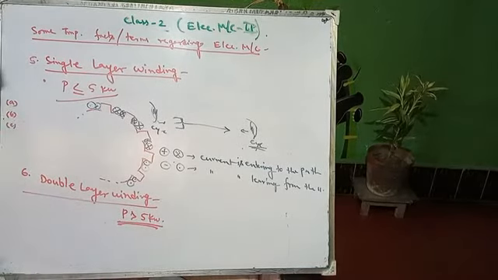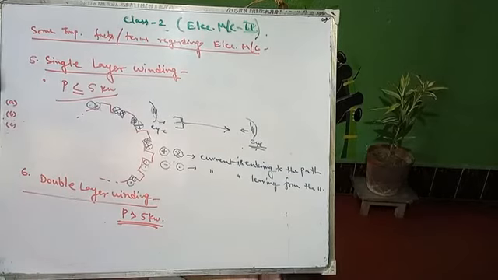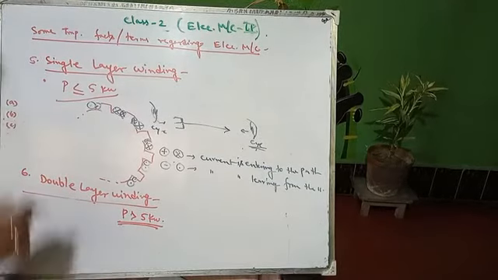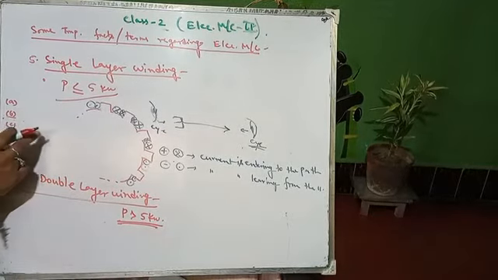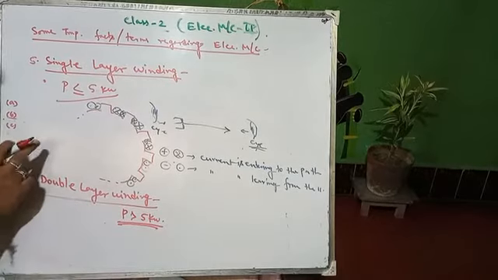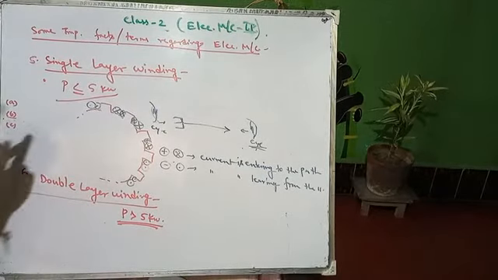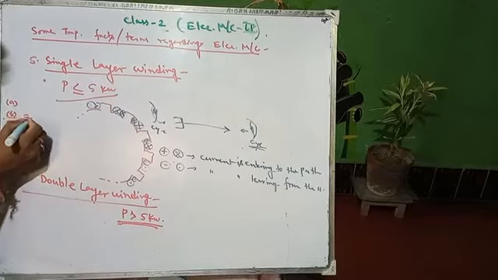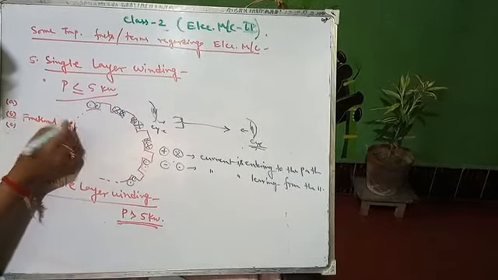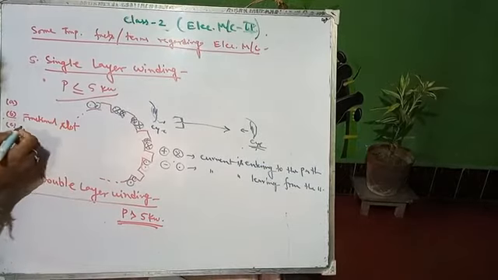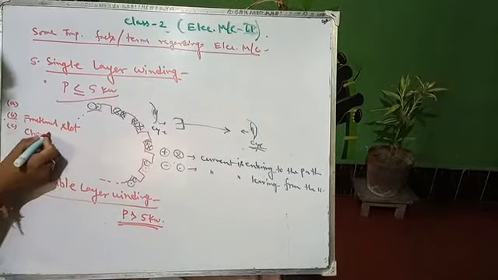Next, B: fractional slot winding can be used. C: chorded winding is possible. So what is fractional slot? The term fractional slot, then chorded coil.